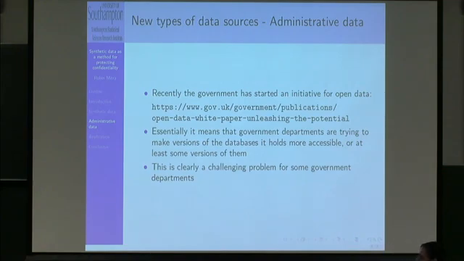We're looking at administrative data in our example here. And so, what's the motivation for doing this? Well, relatively recently, the government has started this initiative for open data, and what it means is that government departments are trying to make versions of the databases they hold more accessible, or at least some versions of them. And it's clearly a challenging problem for some government departments, because the data sets they hold are quite sensitive.